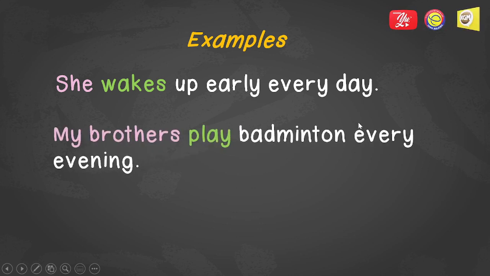Second example, my brothers play badminton every evening. So here we have the subject my brothers, which has s, which tells you that the subject here adalah lebih dari seorang. So that is why kata kerja after that is play. Tak ada s di hujung. Sebab dekat brothers dah ada s. And of course, this is a simple present tense sentence because this action is done every evening. So it's a routine. It's a repeated action.